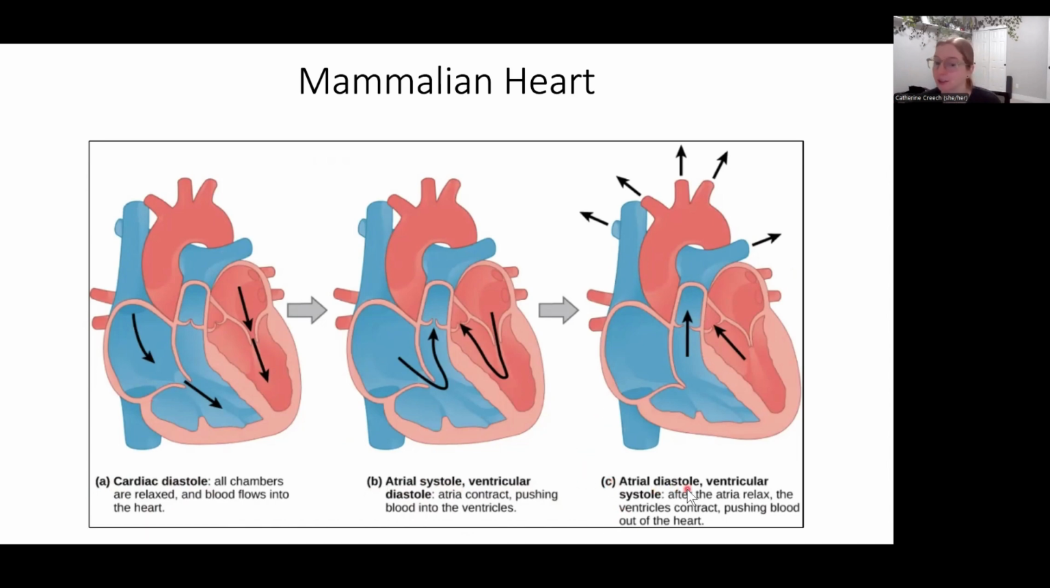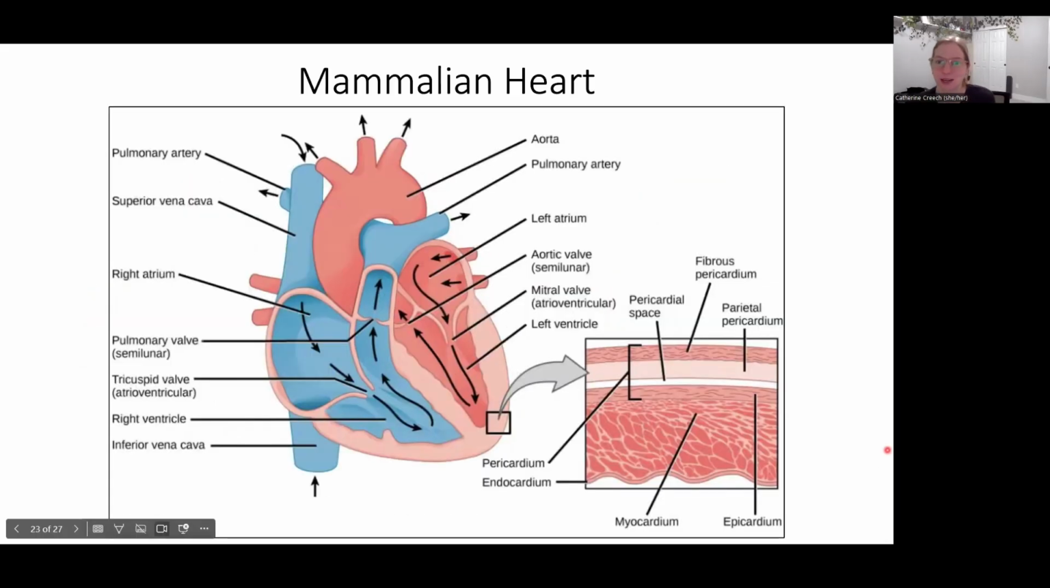Next, our atria are going to relax, and our ventricles are going to contract. But the blood does not flow backwards because we have these valves, the AV valves, that are held in place with those little tendons. Once the blood is pushed through, there might be a release in pressure and it could fall backwards, and your semilunar valves will close, keeping the blood from reversing.